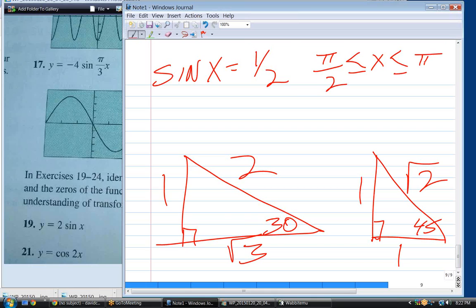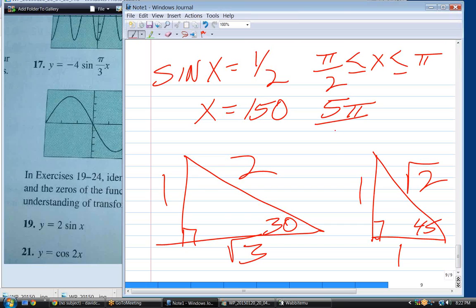Which quadrant are we in? That would be in the second quadrant. Okay. What is the second quadrant angle that's the equivalent of 30 degrees? 150. Yes. That's the answer. All right, x equals 150. Now, what is that in radians? 5 pi over 6. Yeah.